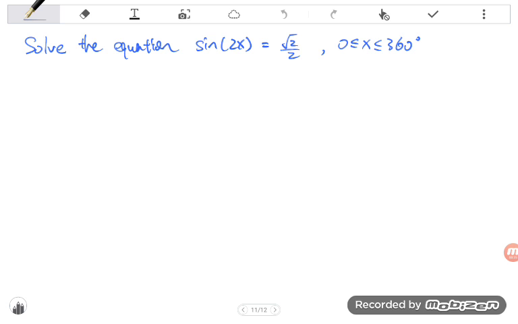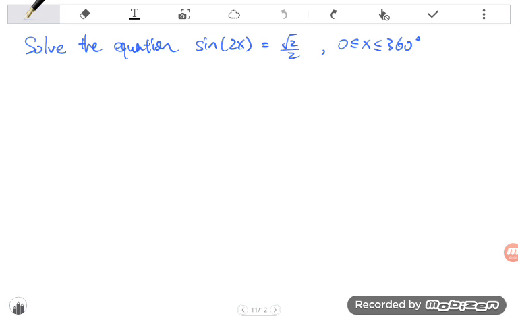So here I have to solve this equation where sine of 2x is equal to root 2 over 2, and my x has to be within this 0 to 360 degrees boundary. There's one thing that's new here. We've never come across solving trig equations involving this sine of 2x. Typically, it is always something like sine x is equal to root 2 over 2, and then we just solve for x. But that's not the case anymore. We have a coefficient in front of my x, which is 2. So that kind of changes everything a little bit.